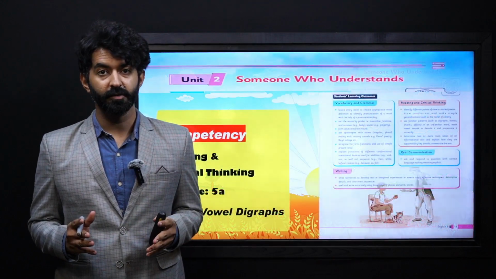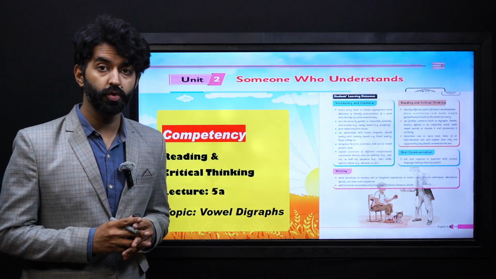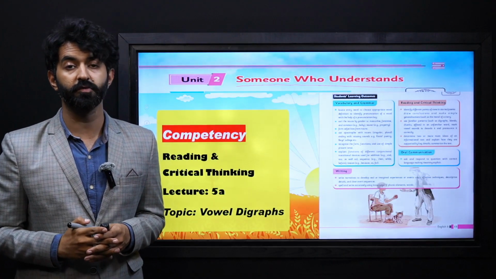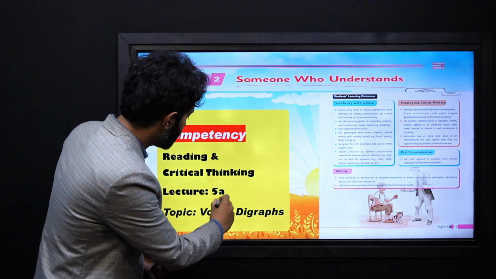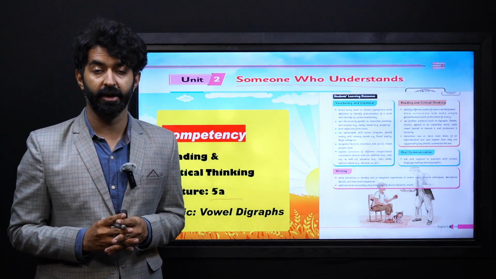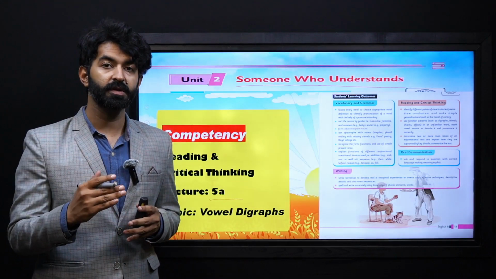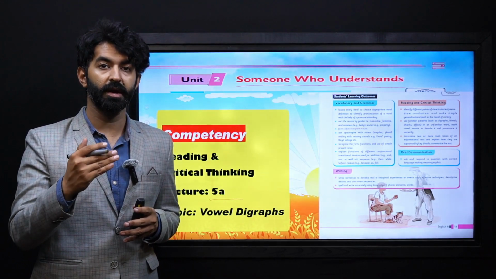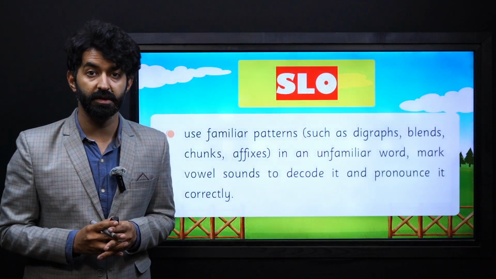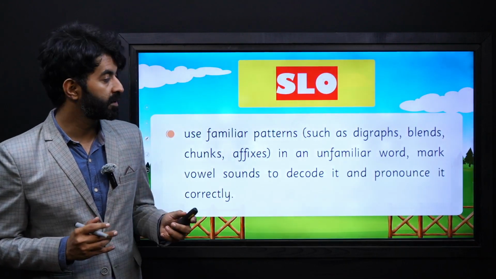So my dear learners, we are dealing with our unit number 2. As you already know, we have read other SLOs. With the competency of reading and critical thinking, this will be our lecture number 5A, and the topic is about vowel digraphs. Now this is about reading and articulating the words correctly. Let's get started by reading our students' learning outcome for this lesson.